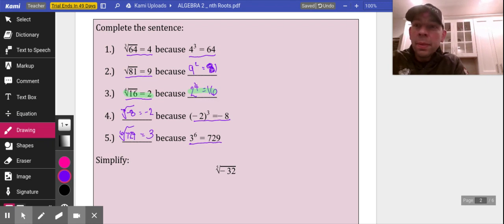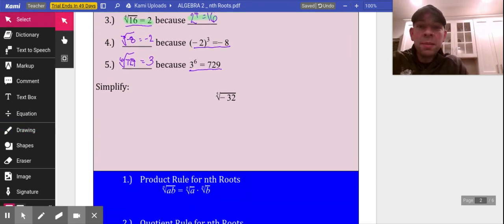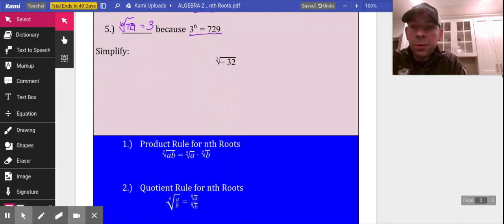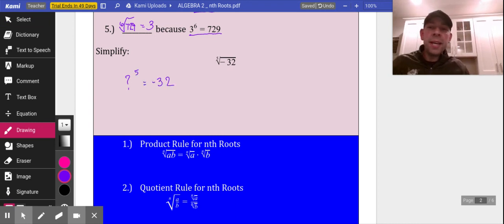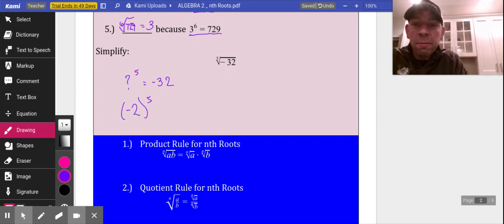So anyway, if I want to simplify the 5th root of negative 32, in my head I'm thinking there's a number raised to the 5th power that's going to equal negative 32. Who would I raise to the 5th power to make negative 32? The only possible answer is negative 2. Negative 2 to the 5th equals negative 32. So therefore, my final answer here is just negative 2.